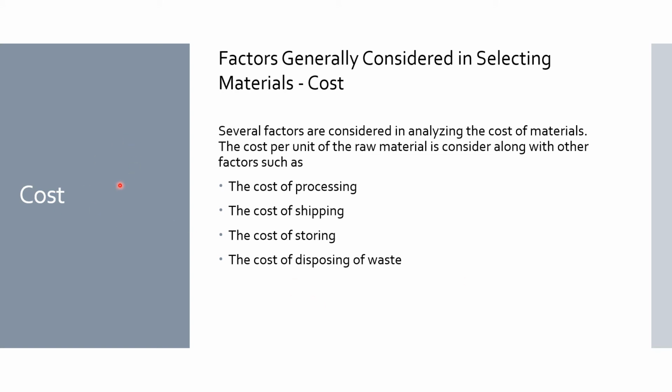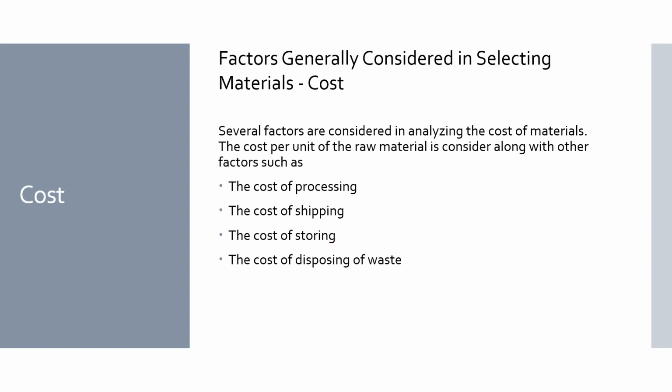Cost. Cost is something that we think about all the time in any business. Several factors we consider to analyze the cost of your materials. The very first one is your cost per unit of your raw material. So that's the first thing you always consider. In addition, we consider cost for processing, cost for shipping, cost for storing, that's for inventory, and then the cost for disposing of waste. These are all the costs that we think about. I'm not going to go into detail in the first chapter, so try to familiarize yourself with all the new terms.